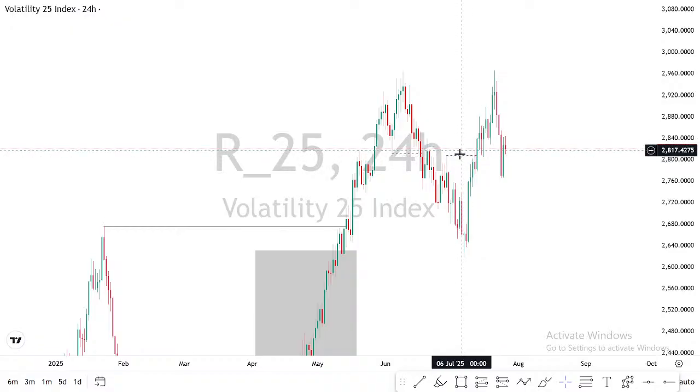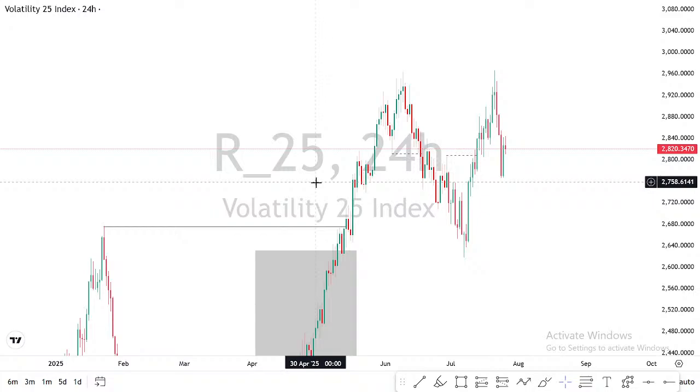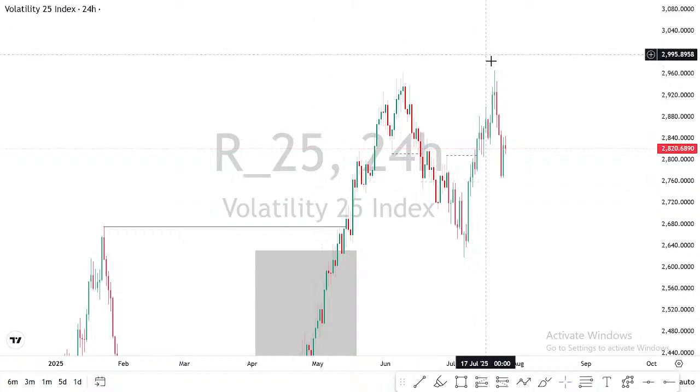Normally we are not supposed to break this particular high since we have a change of character here, but of course we cannot tell the market what to do. The market is always right and we are just predicting. Okay, so let's see where the market is currently reacting from.